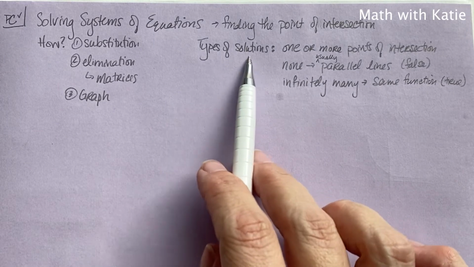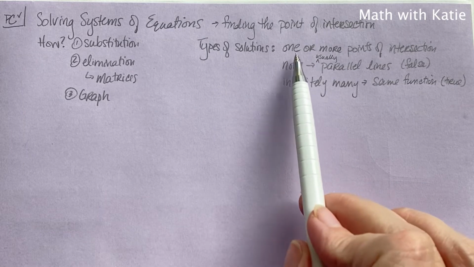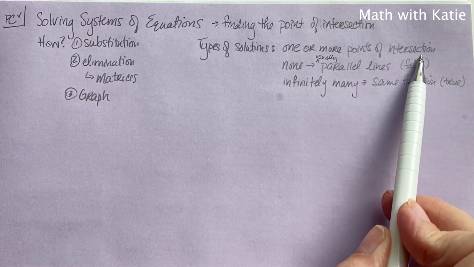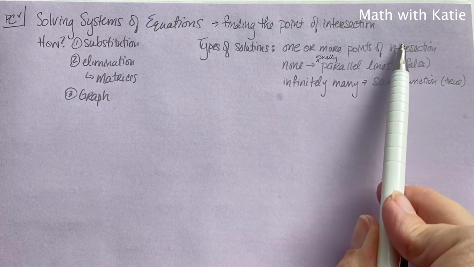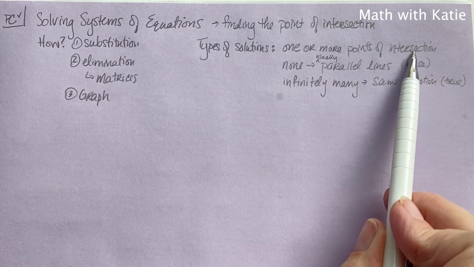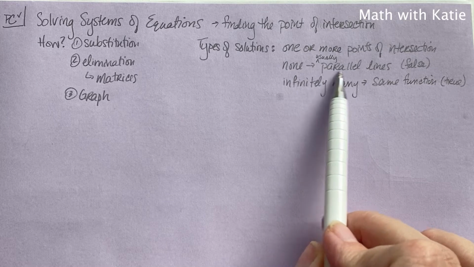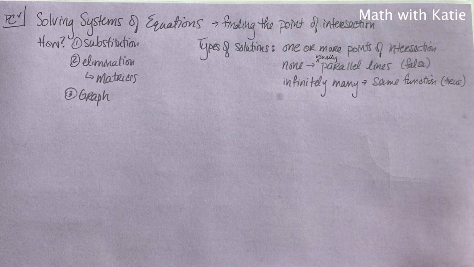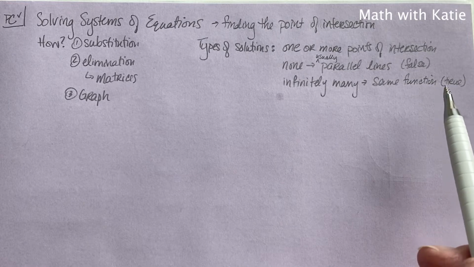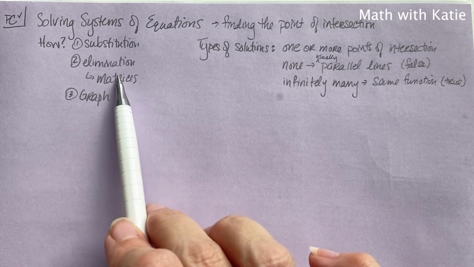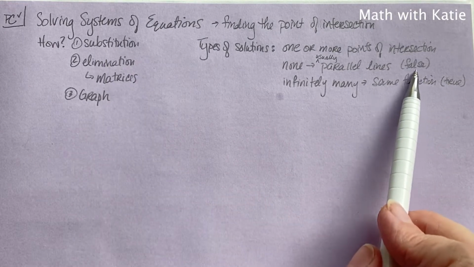All right, types of solutions. Let's review that. So you can have one or more points of intersection, but just double check that none of these are holes from the original equation, okay? If you have none, this usually means you've got parallel lines, or it just means these two functions do not intersect, okay?